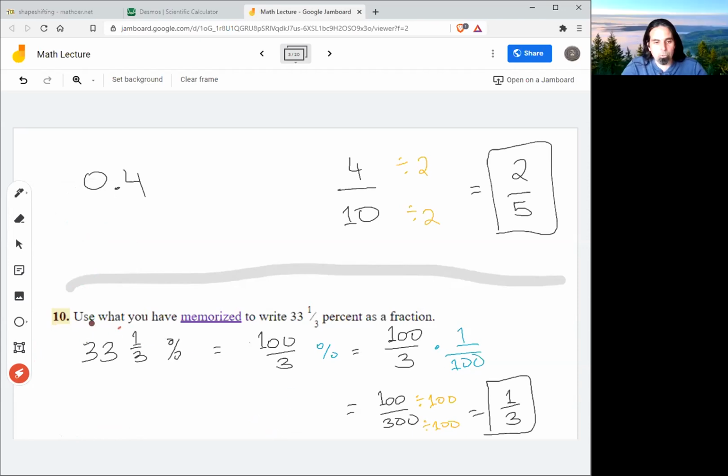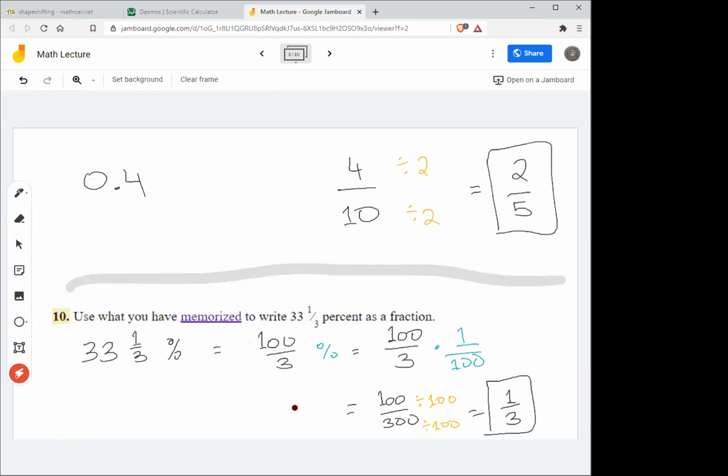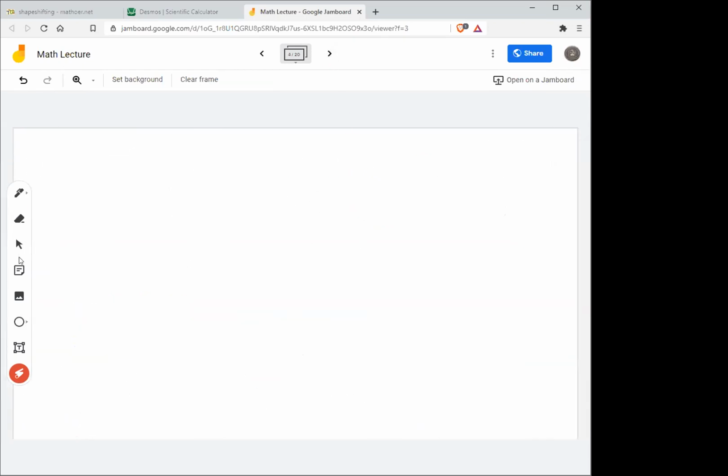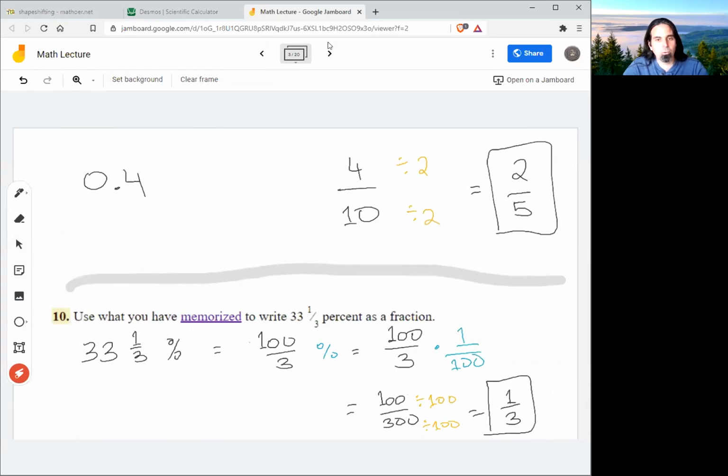Do you need me to review changing mixed numbers into improper fractions? Yeah, that would be nice. Let's do that. I'm going to start with some numbers smaller than 33 though.